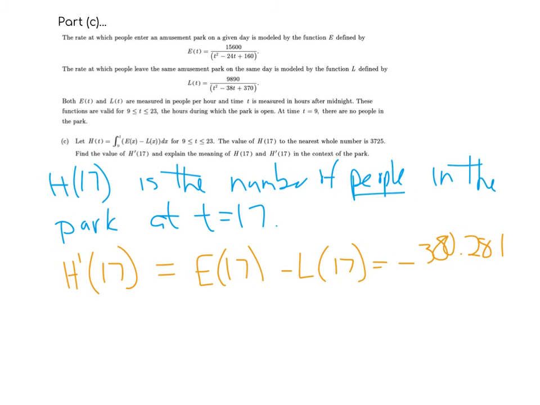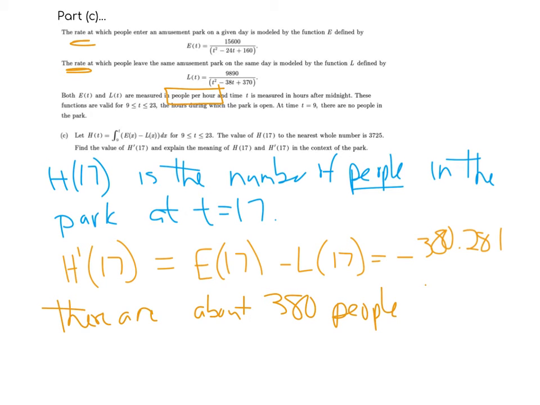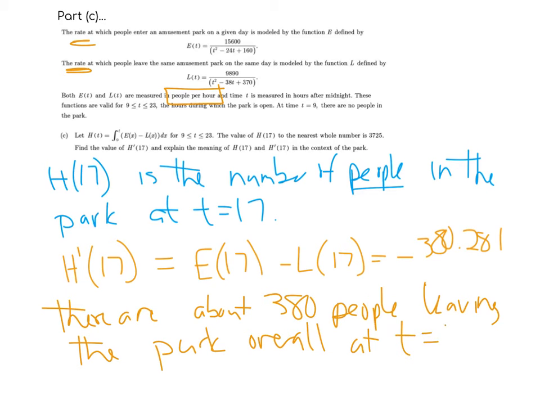And that is H prime, which is in P, so that is the same units as this rate up here, because that's E and L, in people per hour. So in the context of this question, there are about 380 people leaving the park overall at t equals 17. So there are 380 more people leaving than entering, is basically what's going on there.